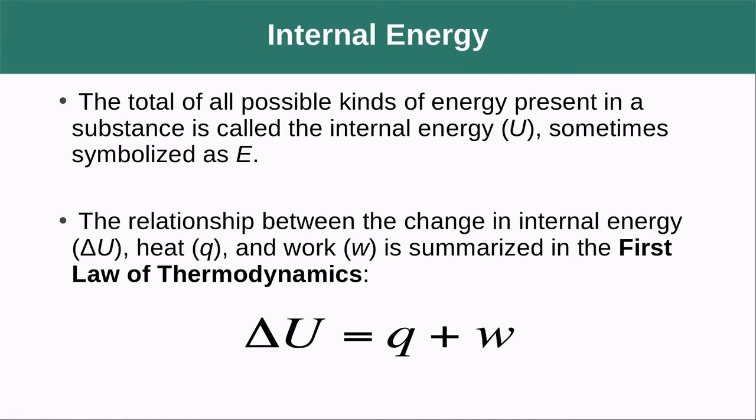So let's start off with defining internal energy. The total of all possible kinds of energy present in a substance is called the internal energy, and that is abbreviated with a capital U, very ambiguously. Sometimes you'll see a capital E, but in chemistry you're typically going to see a capital U. Now, we can add up all of the different kinds of energy within a substance and find out the exact internal energy of the substance. But typically, we're really not very concerned about that. What we want to know is how the internal energy of a substance is changing. And for that, we have this relationship between the change of the internal energy of a substance and the heat and work that are either added to it or removed from it. This is what is called the first law of thermodynamics.